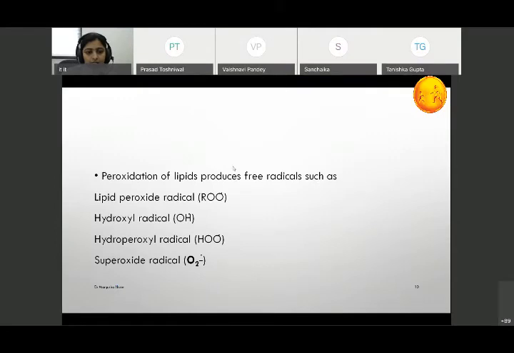Now which type of radicals are formed, we'll see that. Due to this peroxidation of polyunsaturated fatty acid, we get this kind of free radicals: lipid peroxide radical, hydroxyl radical, hydroperoxy radical, and superoxide radical.